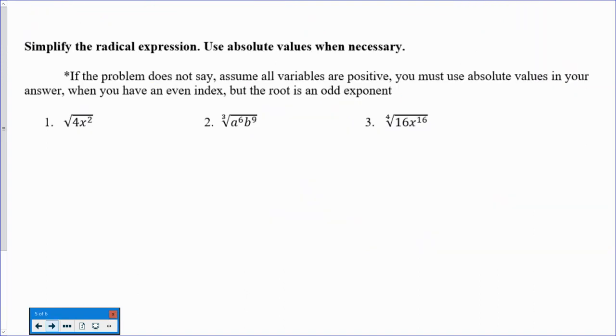All right. So you'll have ones that are just straight numbers. But we're in algebra, so we're going to throw in some variables. So we're going to simplify these radicals. Use absolute values when necessary. Okay. So I'll talk about what that is. If the problem does not say assume all variables are positive, you must use absolute values. And that's most of the problems in this homework assignment.